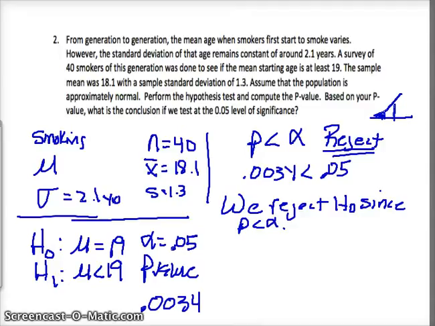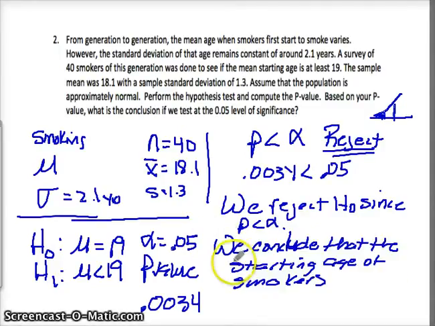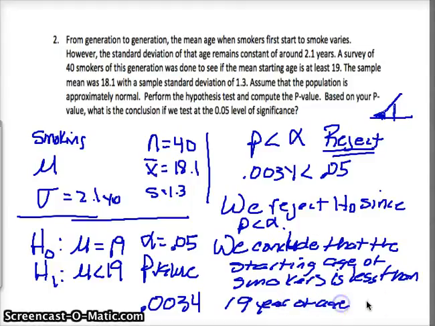All right, now a last thing is our conclusion. What is our conclusion? Okay, I started it over here. We conclude that the starting age of smokers is less than 19 years of age. And you could say at the 0.05 level of significance. All right, so that will be a conclusion. Hope that helps you out.